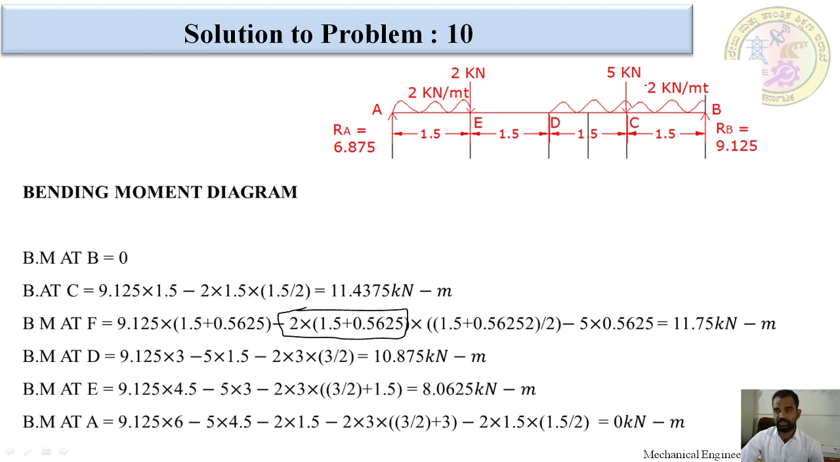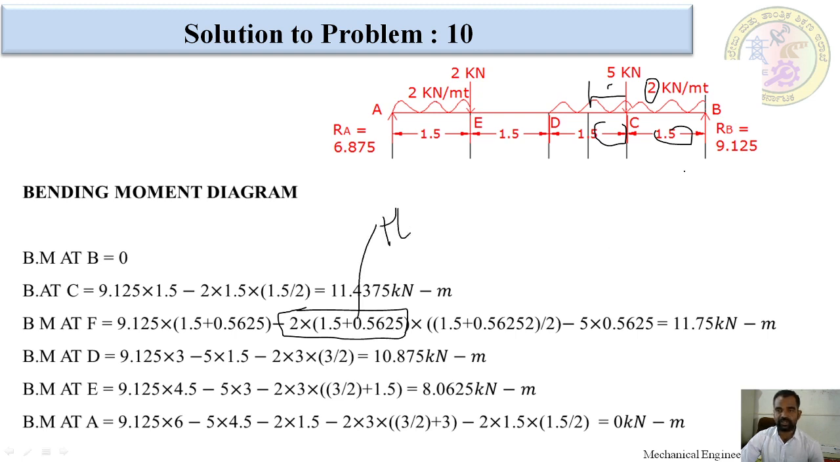How are we supposed to convert? This is 2 kilonewton. From here to here it also has the same value, 2 kilonewton only, right? This 1.5 and this X distance is 0.5625. 2 into this distance into this distance. Which one? 2 into 1.5 plus 1.56. This is the conversion of point load.